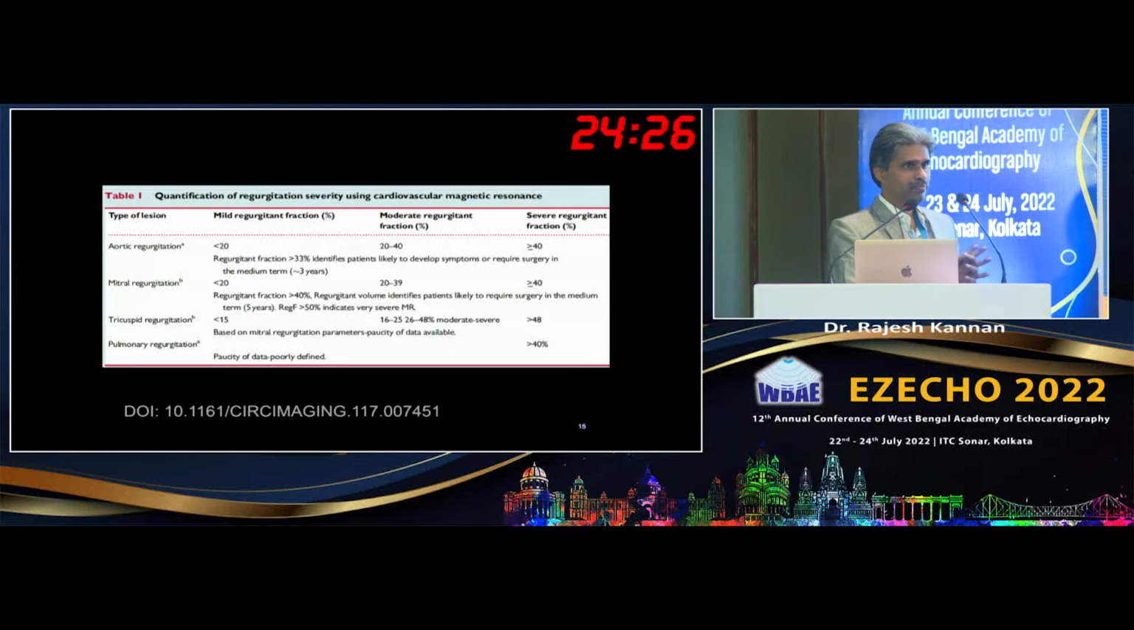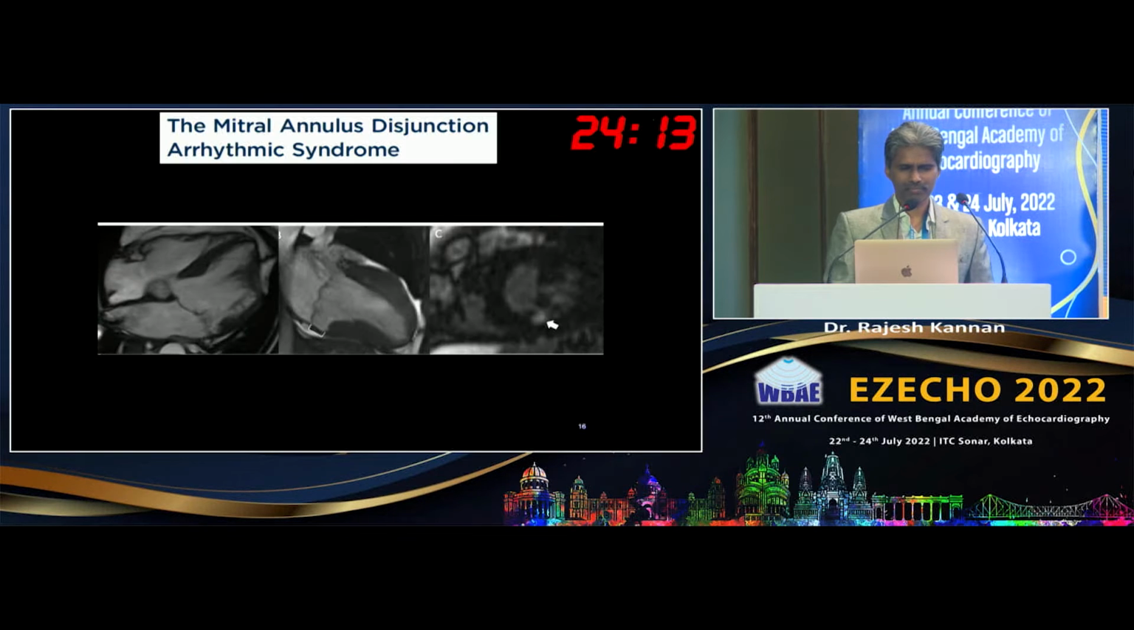One more thing you have to remember is that the values you use in MR are slightly different compared to echocardiography. Also, it's a very useful technique in mitral annular disjunction arrhythmia syndrome.